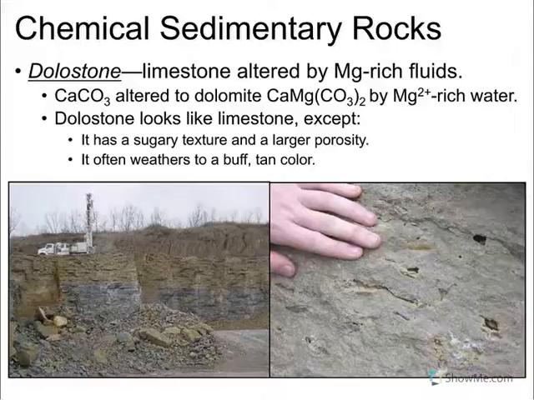We can also get dolostone. Dolostone is limestone that's been altered by water that's containing a lot of magnesium. So we start out with limestone. The groundwater works across that limestone, and if that groundwater has a lot of magnesium in it, it's going to leach into it, right? And you can see here the chemical structure it's going to attach.